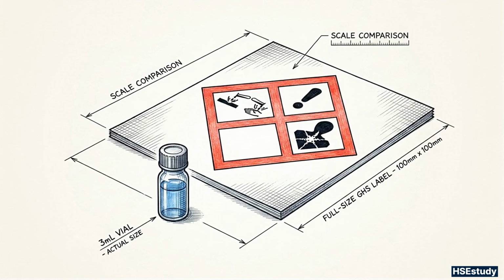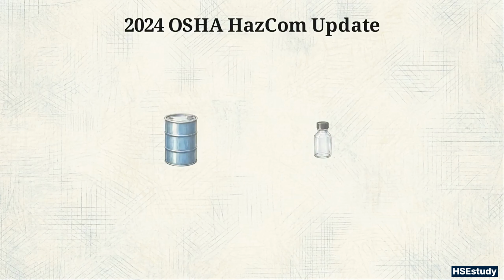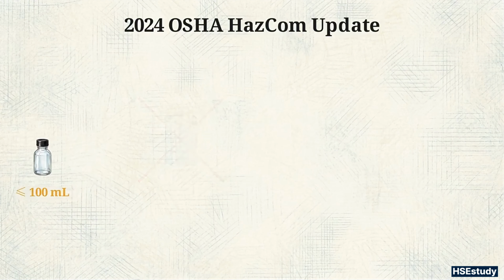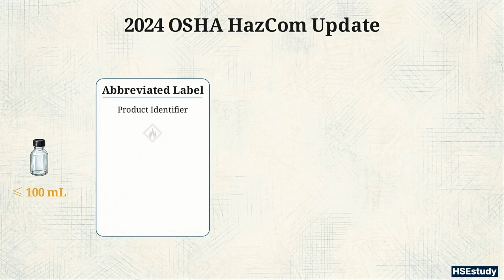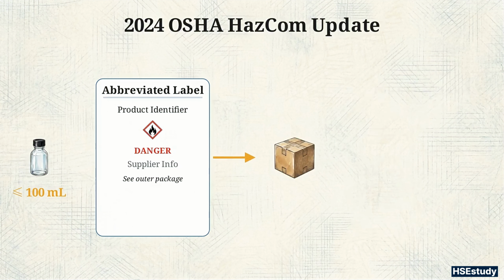Applying all 6 of these pillars becomes physically impossible when dealing with tiny laboratory vials or small industrial components. The 2024 OSHA updates introduced an allowance for containers of 100 milliliters or less. An abbreviated label showing just the identifier, pictograms, signal word, and supplier info is permitted, provided the full 6-pillar hazard information is physically printed on the immediate outer packaging.